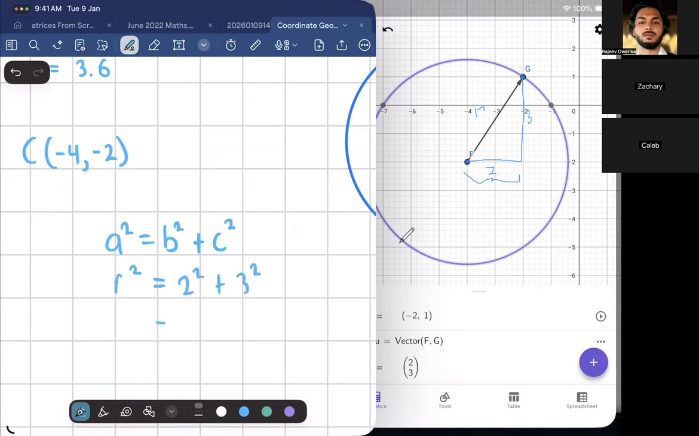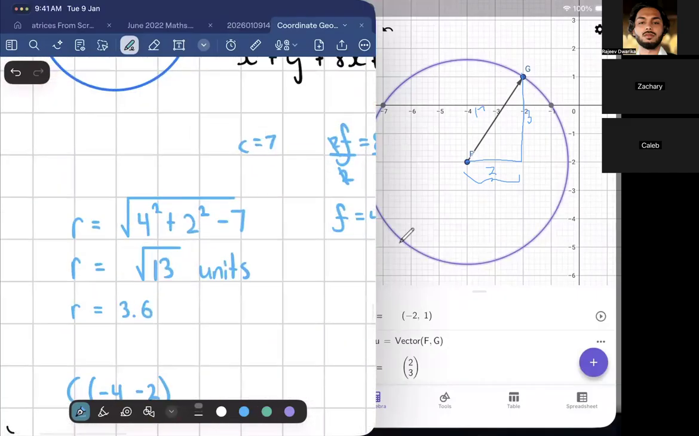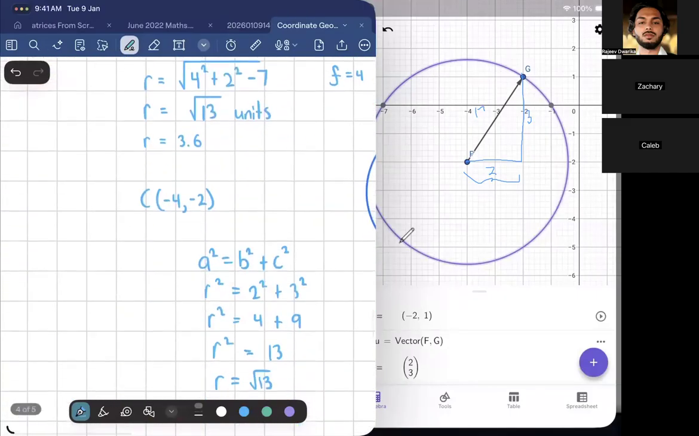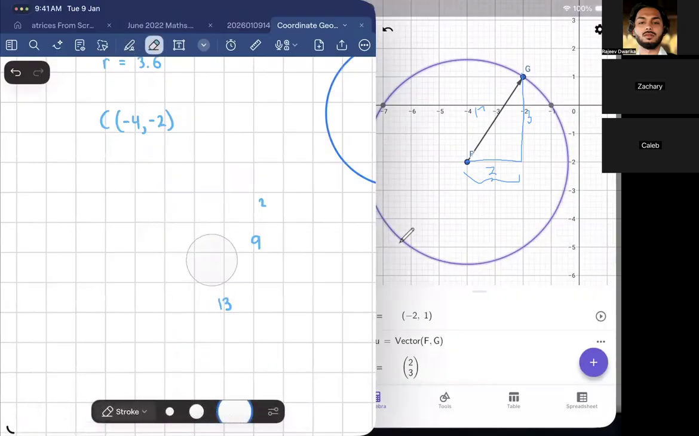What is 2 squared? 4. What's 3 squared? 9. Okay. What is 4 plus 9? 13. And if I wanted to find r, what would I have to do? Square root. Is that the same answer we got? Yes, sir. Same answer. I really wish that this software could have shown you an estimate of the value, but all right, let's go on.